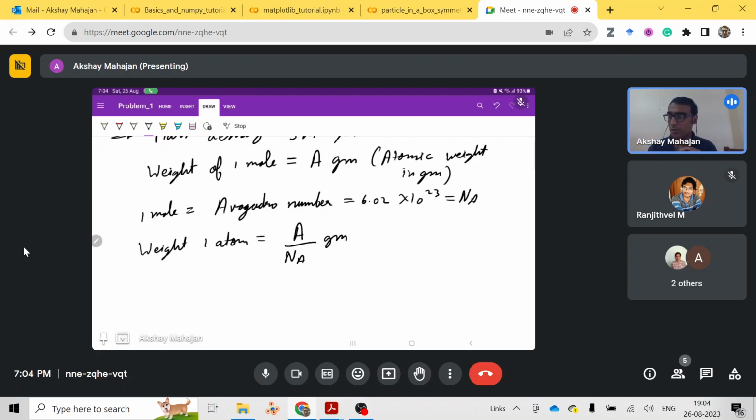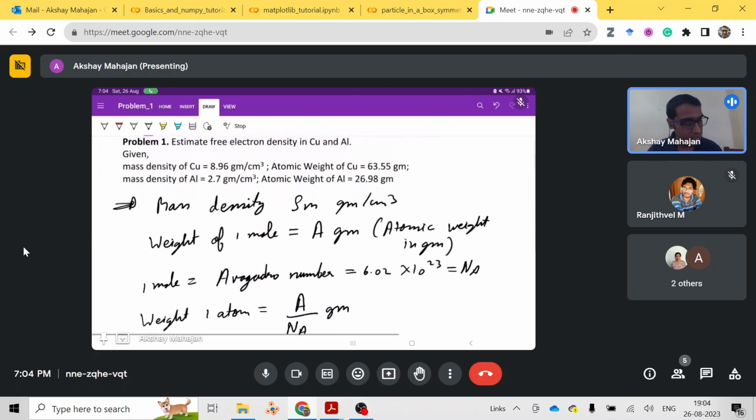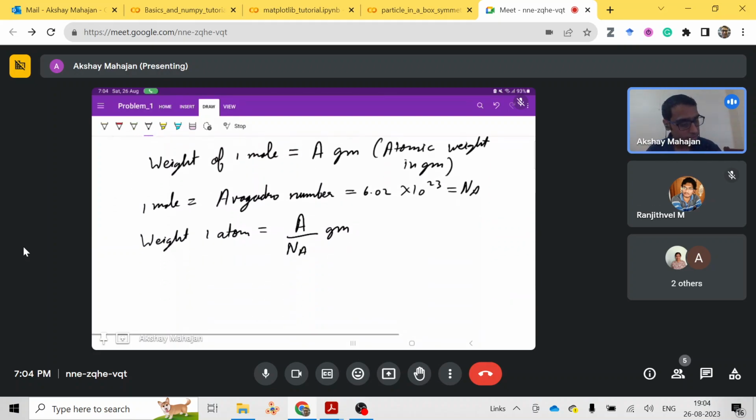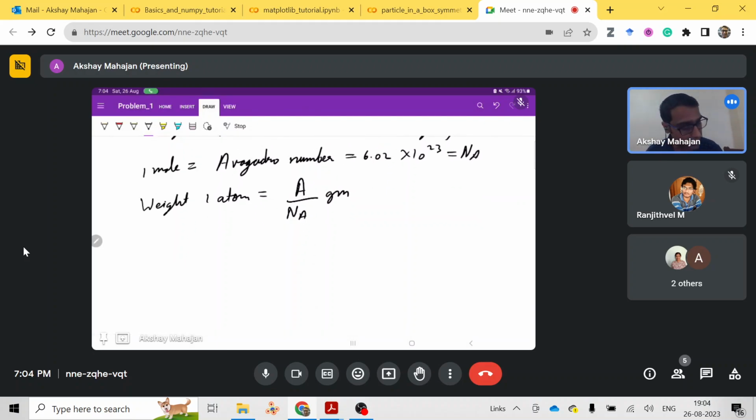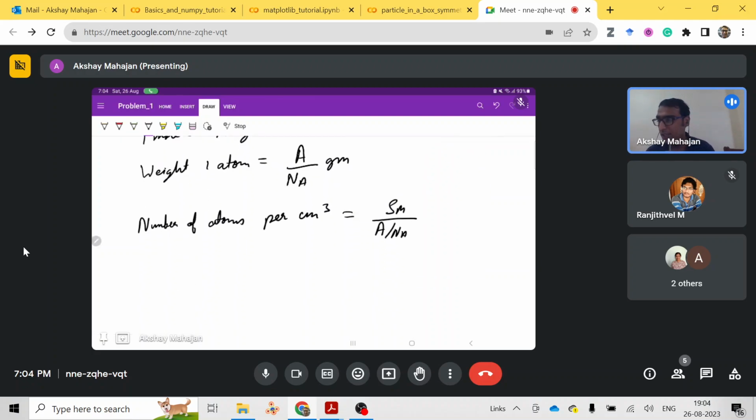We also have the mass density, which is the weight per unit volume. So now we have the weight of one atom and the mass density as well. We can write the number of atoms per centimeter cube as rho of m divided by A divided by Na, which is the mass of one atom. So mass density divided by the mass of one atom gives us the total number of atoms per centimeter cube.